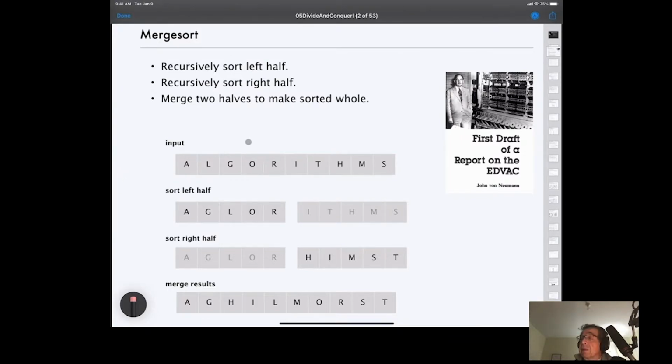So what we do is divide the file into two parts: the one containing the first half of the word, ALGOR, and the second one containing the second part of the word. Then we sort the left half, so we have AGLOR, and we sort the right half and have HIMST, and then we merge the results of these two already sorted files into a final, destination file.